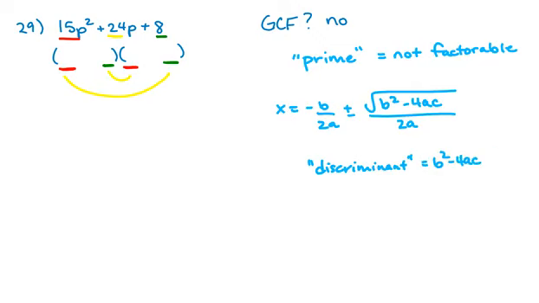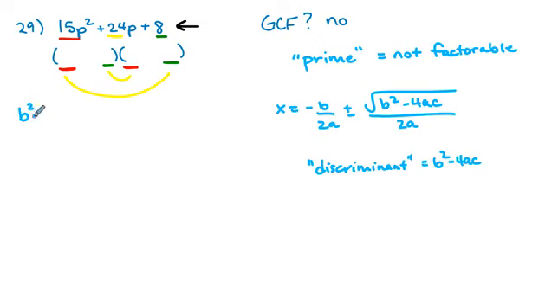So we have a quadratic expression here. If we calculate the discriminant, and if the discriminant is a perfect square, we have something that's factorable. If it's not a perfect square, we have something that's not factorable, so something that's prime. So what I'm going to do is calculate the discriminant for this problem.